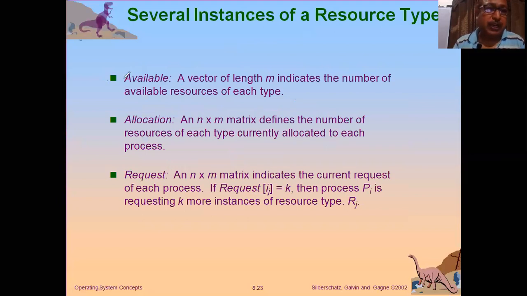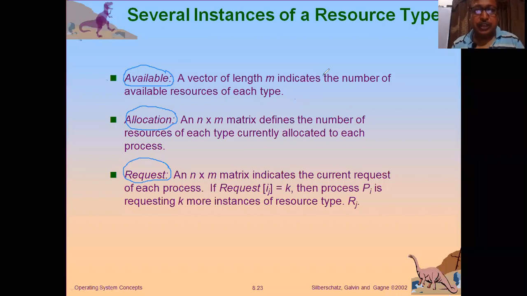This Available tells me how many resources are available in the system at any point of time. This Allocation tells me what resources are allocated to each process and what type of resources. And this Request tells me the current request status of each process. So we will take one example, and from that it will be clear how it can be done.